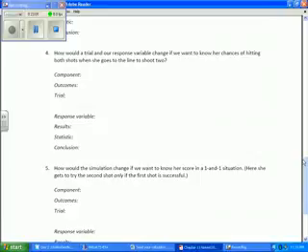How would a trial and our response variable change if we want to know her chances of hitting both shots when she goes to the line to shoot 2? Okay, does our component change? It's still 1 shot. Our component is still 1 shot. Our outcomes, it's still 80% chance of getting it. Okay, so that's the same.